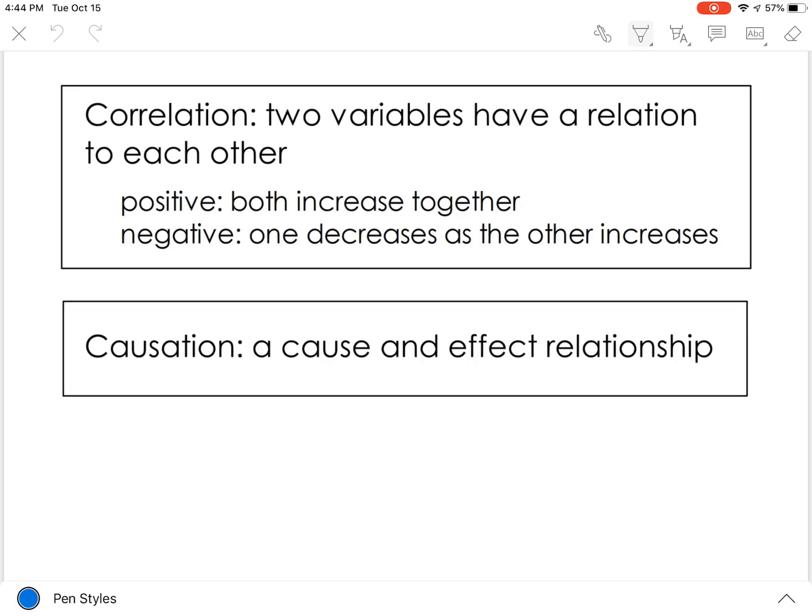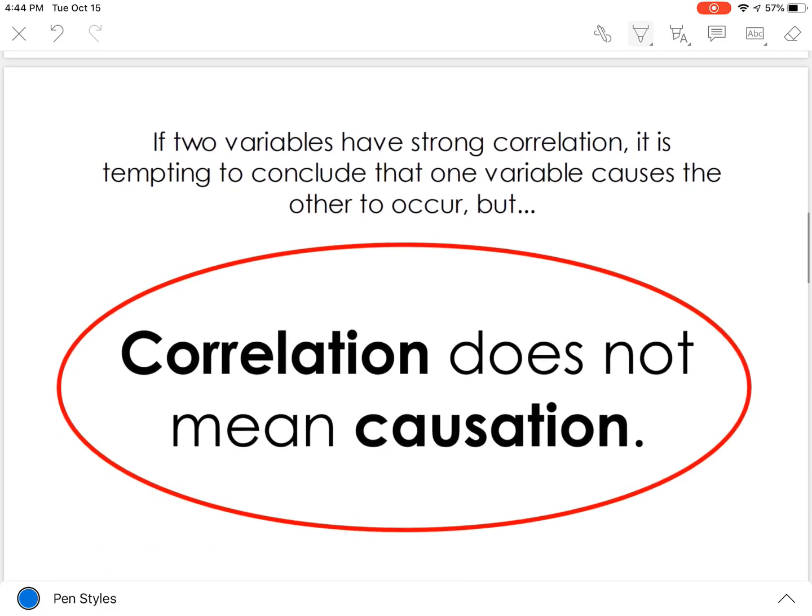Causation is a cause and effect relationship. Causation is saying that not only is there a relationship, but one of these increasing is causing the other to increase, or one of these decreasing is causing the other to increase. Okay, so causation is that cause and effect. One of them is causing the other to occur.